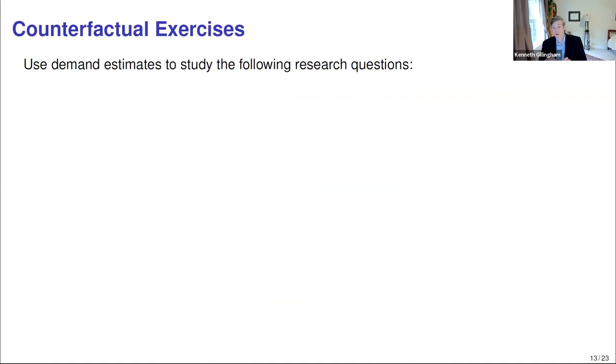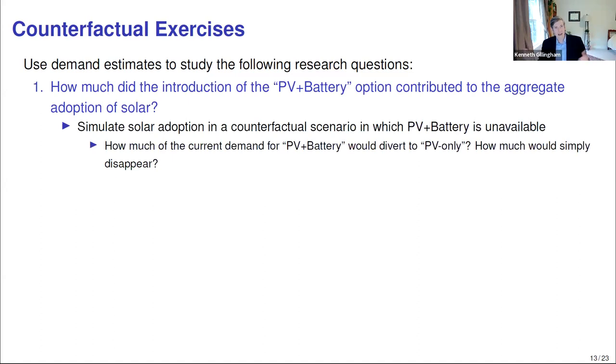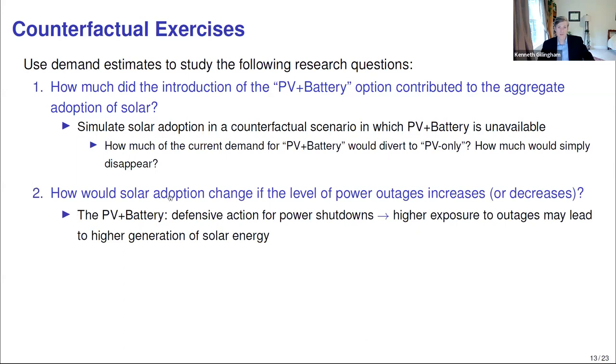What gets me even more excited, at least from my perspective, is getting into the counterfactual exercises. We're going to use the demand estimates to study these research questions. We're going to ask, how much did the introduction of PV and battery, this option becoming available, contribute to the total adoption of solar? Basically, what would the world have looked like had PV and battery not even been available starting in 2016? How much of this demand would simply disappear? Next question is, how would solar adoption change if the level of power outages increases or decreases?